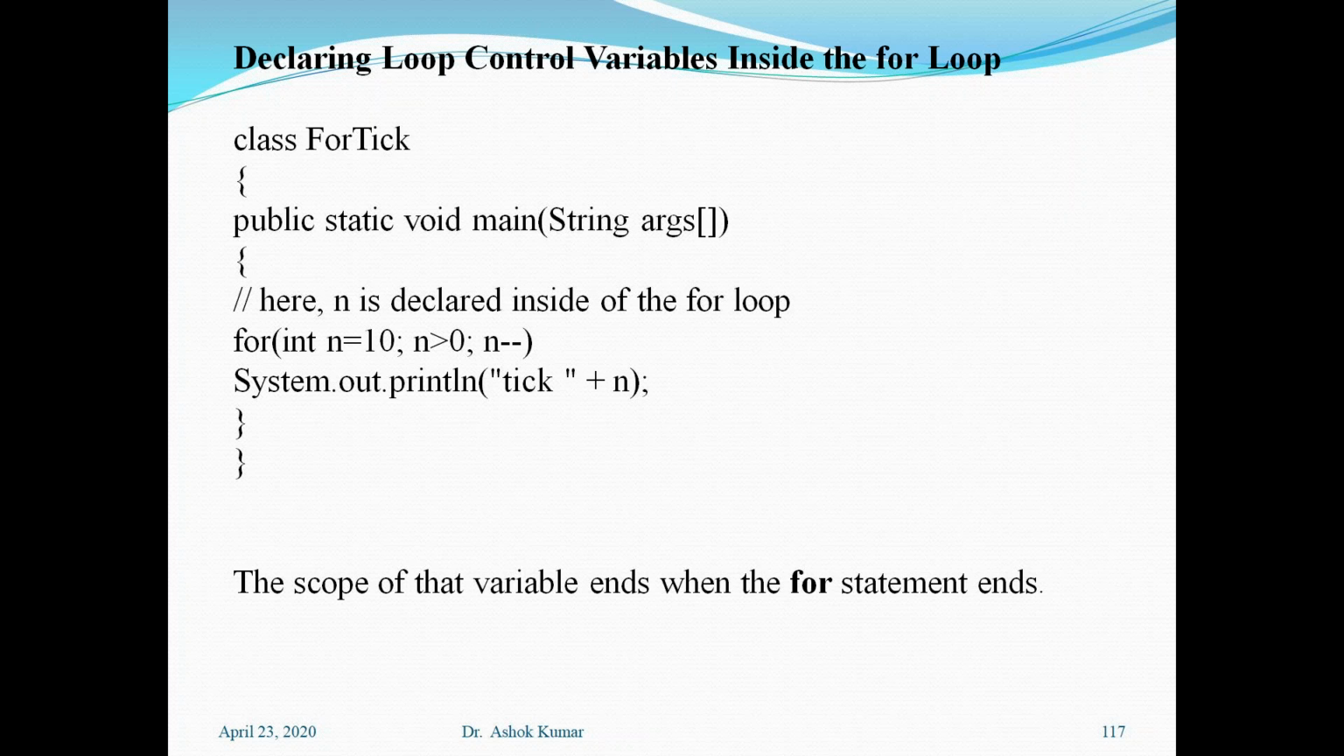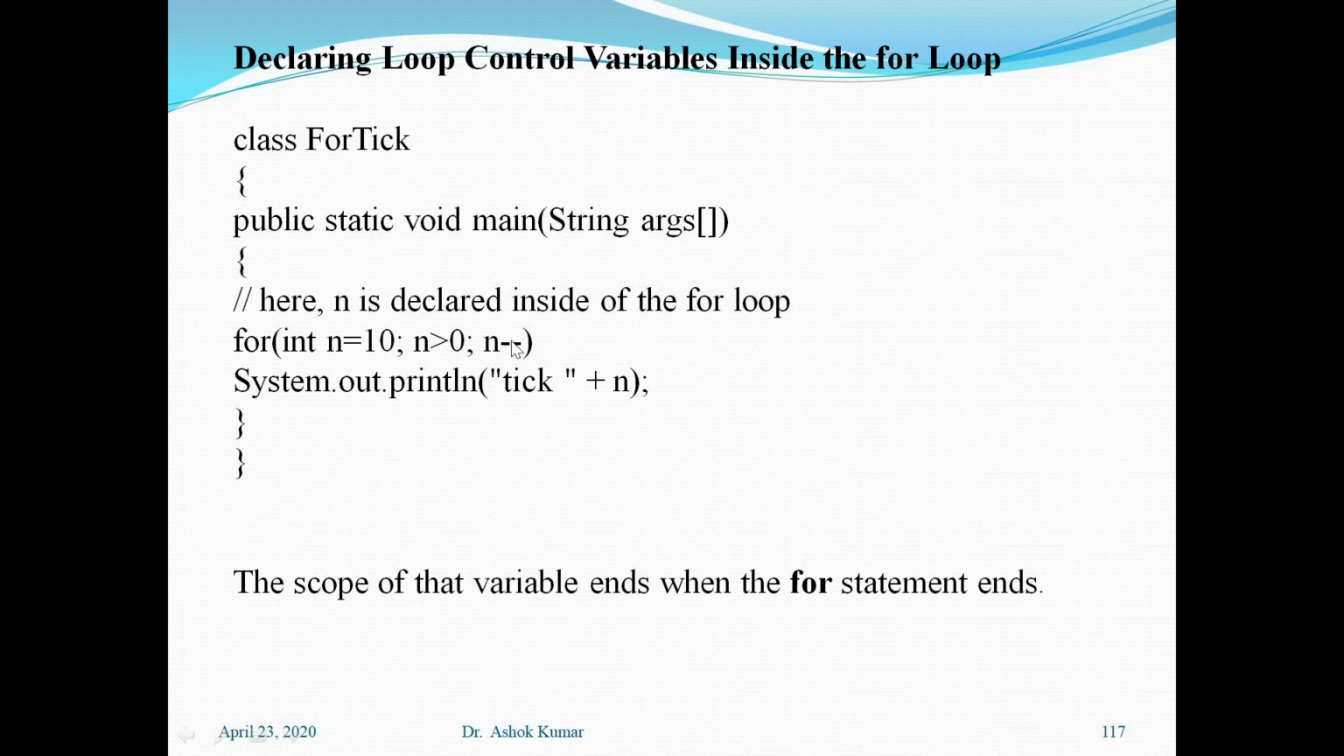So this will initialize n to 10. Then the control will go here, 10 greater than 0 is true. So it will execute the body. This time only one statement is there in the body, so we haven't used braces after the for. It will run this statement, so you will get tick 10. After that, the control will go back to the increment expression. This will decrease the value of n by 1, so the value of n will change to 9.